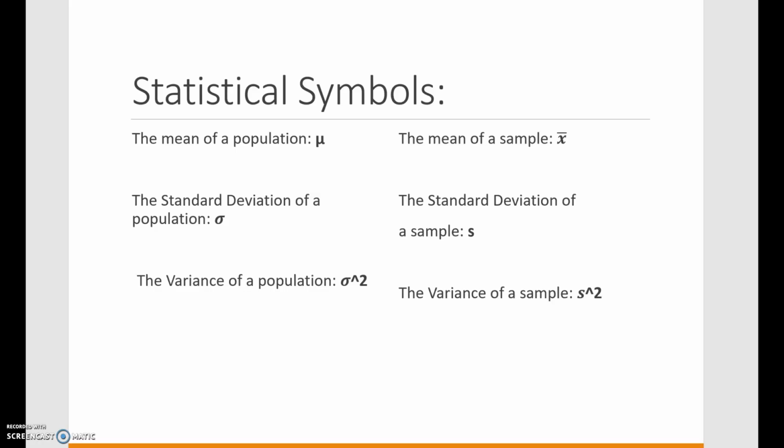Now, we'll talk about what the standard deviation and the variance mean in chapter 3. So if you have the standard deviation of a sample, that's going to be defined as s. If it's a population, that would be sigma. For the variance, if it's a sample, that's going to be s squared. And for a population, it's sigma squared. Proper formulas will be given later in chapter 3 actually.